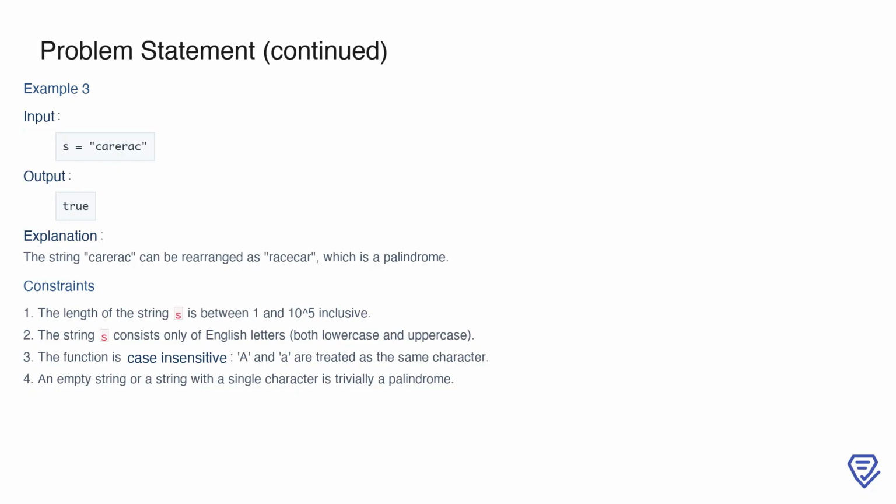Additionally, it's important to note the problem constraints. The length of the string s will always be between 1 and 100,000, and the string will only contain English letters. The function is case-insensitive, so a and A are treated the same. Furthermore, edge cases like an empty string or a single character string are automatically palindromes since they trivially satisfy the condition of reading the same forward and backward.